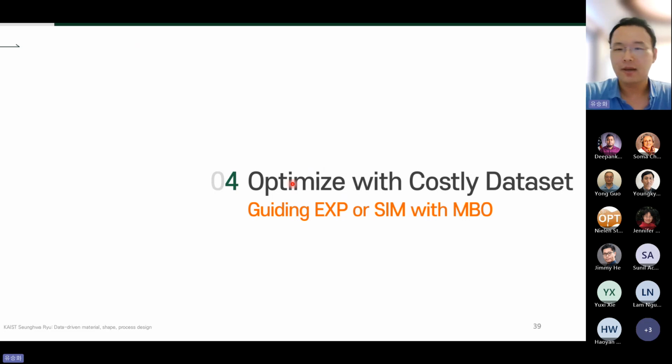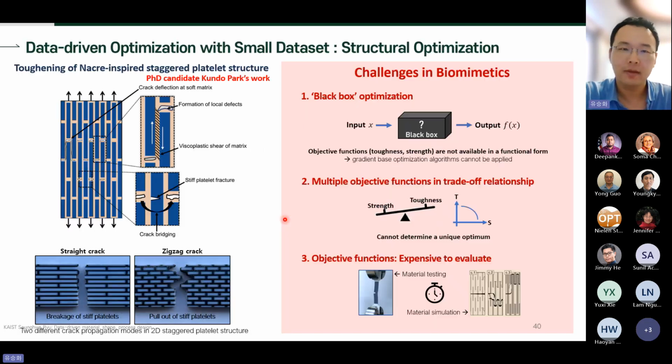Now let's move on to optimization with a costly data set. So in the previous example, we were somehow spoiled with a huge data set, and we were able to train a deep neural network with a large data set. But in many cases, that's not true, because whether it's experiment or simulation, collecting a data set is really costly in terms of time and money. So how can we guide experiment and simulation with multi-objective optimization? That will be the topic of the first chapter of today.